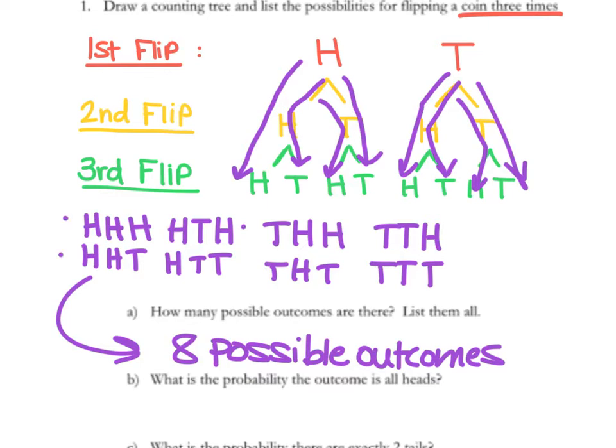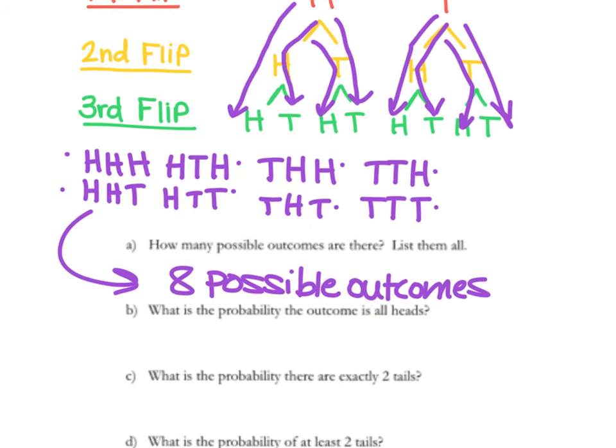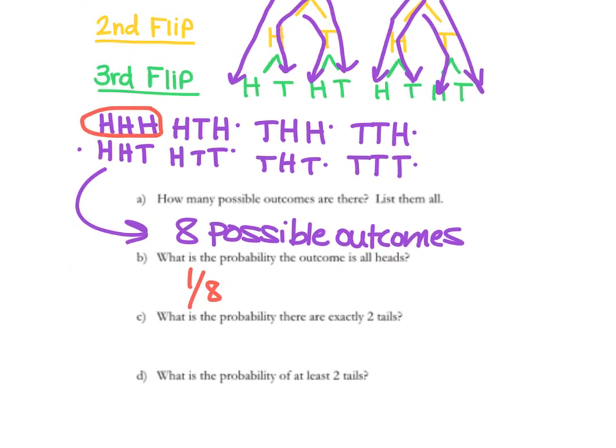Okay, 1, 2, 3, 4, 5, 6, 7, 8. Awesome. So now based on that answer, what's the probability that the outcome is all heads? All right, guys, take a look at these possible outcomes. There is only one that is HHH. So 1 out of a total of 8 possibilities will I get 3 heads in a row. It's kind of a small probability there.